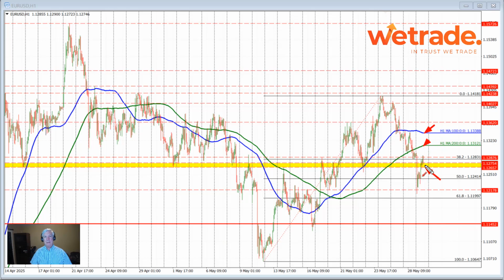Now, on the downside, if we start to break back below the 112.65 level, we could see the bias turn back to the downside with the 50% retracement next key target for the euro versus U.S. dollar. Taking a look at the dollar versus yen.